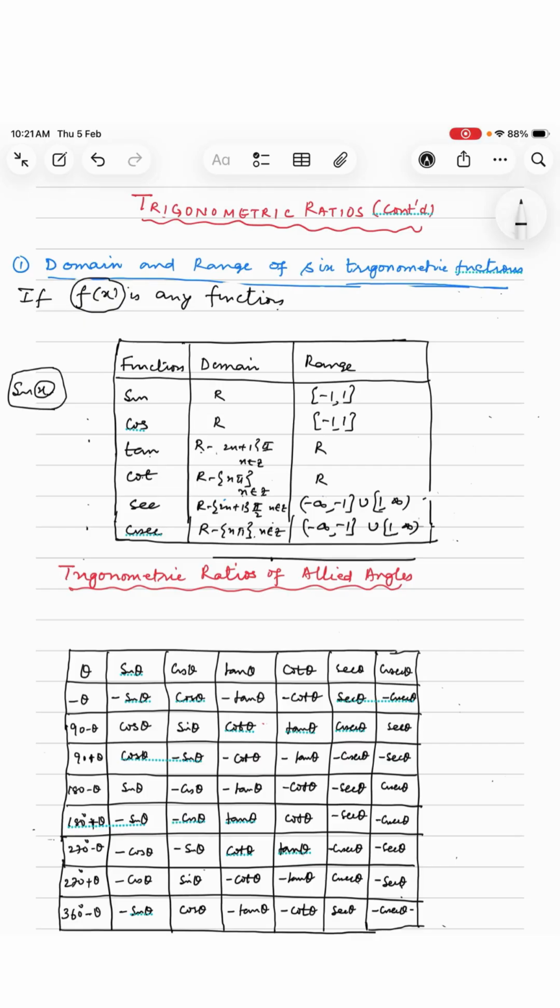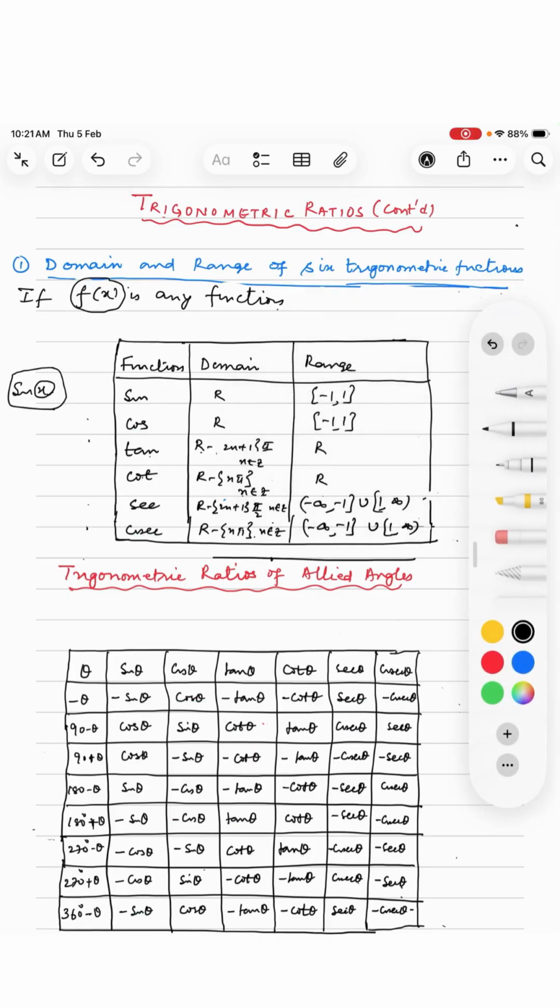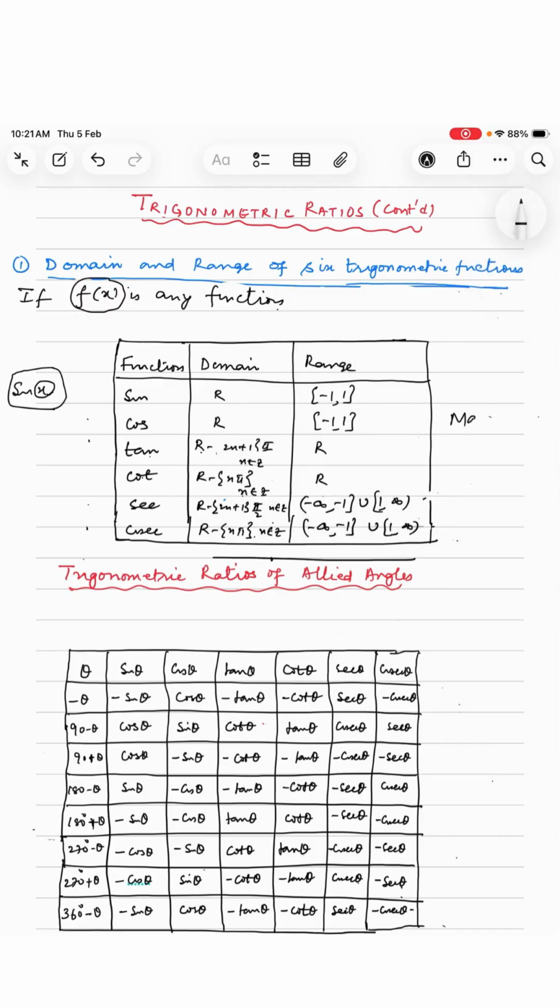That means the maximum value of sin x is +1 and the minimum value will be -1. Minimum value of sin x is -1. Range means all the values which sin x takes between maximum and minimum. Similarly, for the cos function, domain is R, range is -1 to +1.